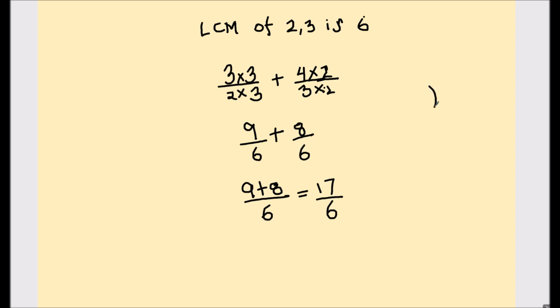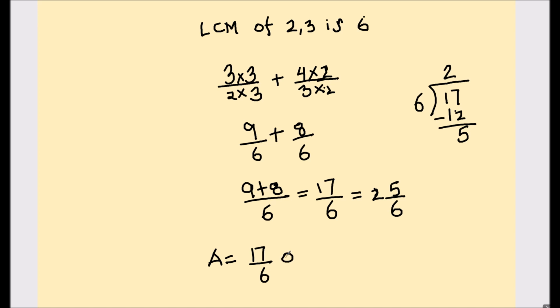And to convert it into a mixed fraction, we can write the answer. So let's divide the two numbers. So 6 times 2 is 12 and the remainder is 5. So the fraction will be 2, 5 by 6. So the final answer is 17 by 6 or 2, 5 by 6. So this is how we add mixed fractions.